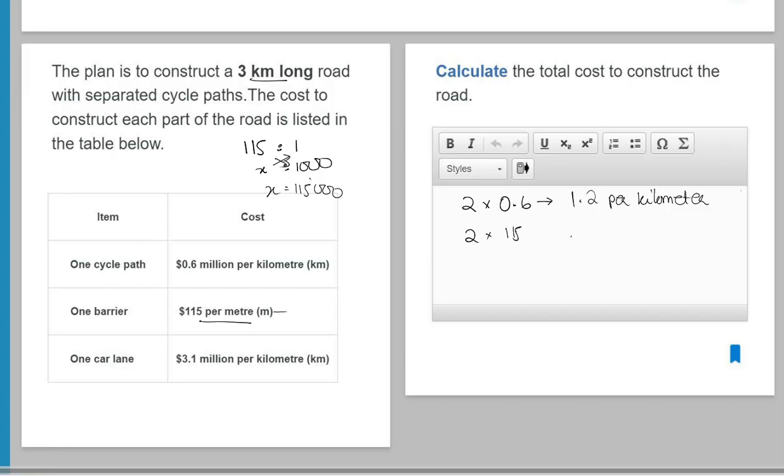because 1,000. Yeah, and 2 multiplied by 3.1. All of this adds up, this becomes 6.2. Wait, is there something that I'm missing out on?